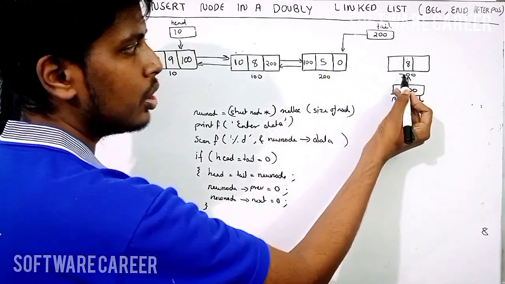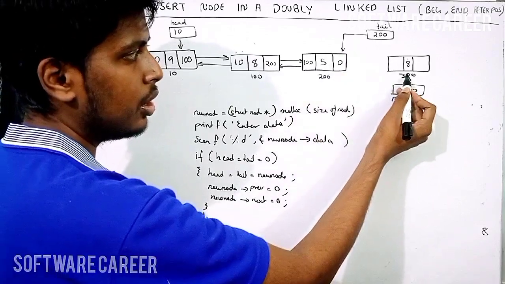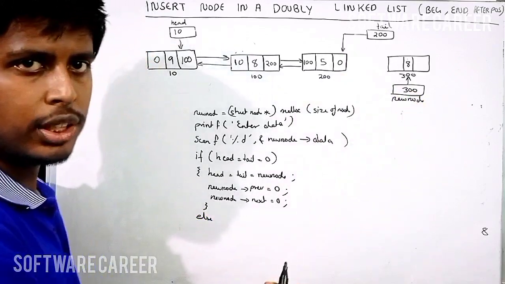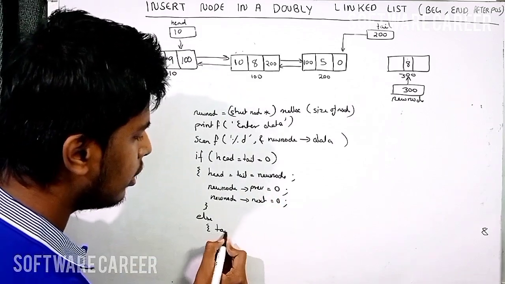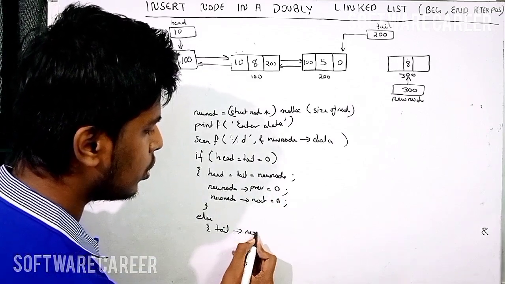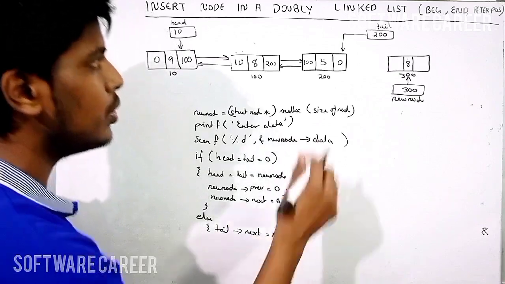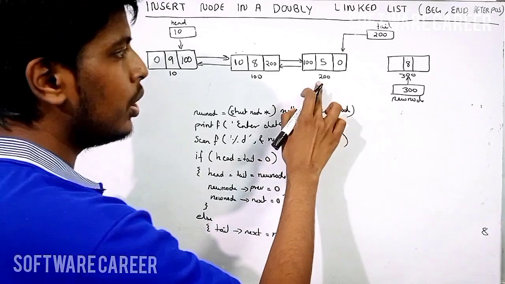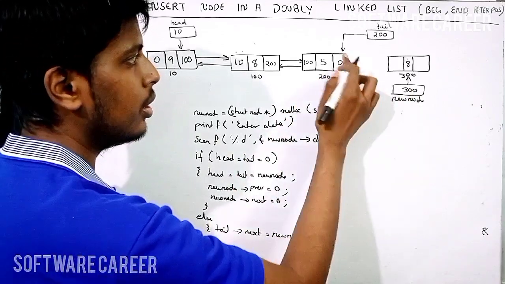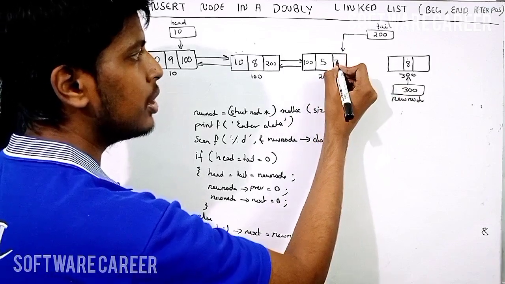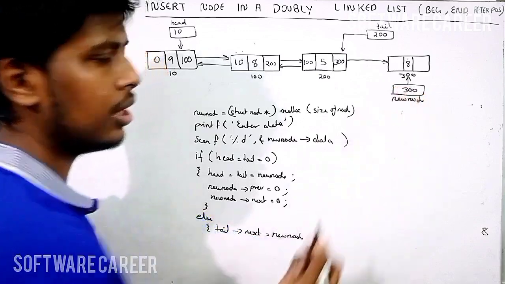So what is the address of this node? 300. 300 should be stored here. Where can you get this 300 from? You can get it from new node address. So I'm writing the code. See here, tail next equals to new node. Now see, tail is 200. 200's next is this pointer. In this pointer I'm storing new node address, that is 300. So this becomes 300. So this pointer is pointing to a node which is having address 300.